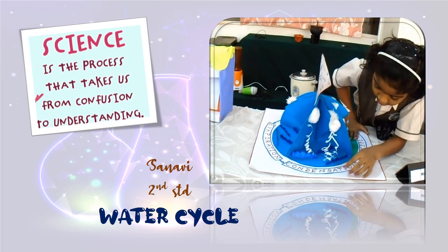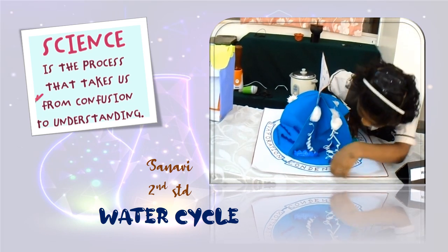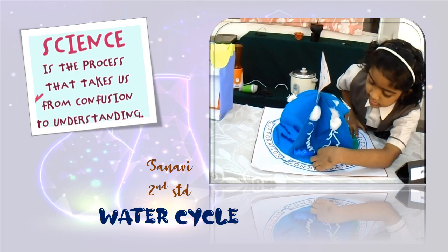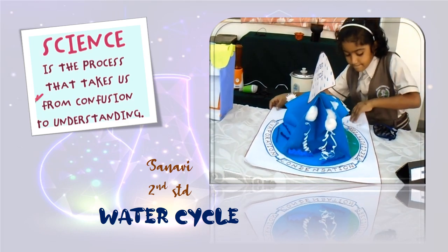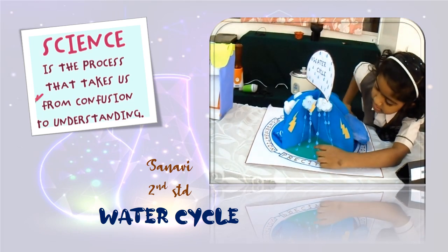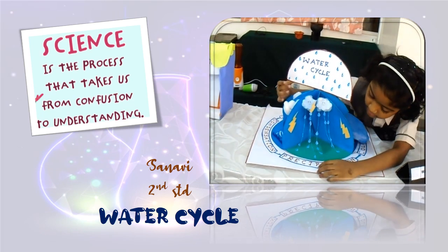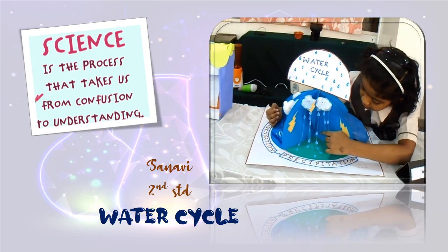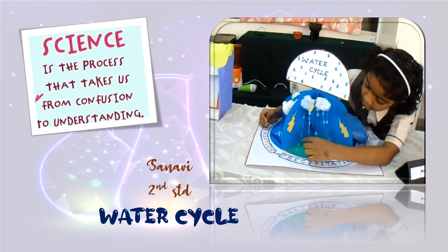Condensation. When the water vapor cools down, it turns into liquid droplets. Precipitation. Precipitation takes place when the water vapor condenses. They turn into tiny water drops which fall from the sky in the form of rain, snow, or hail.